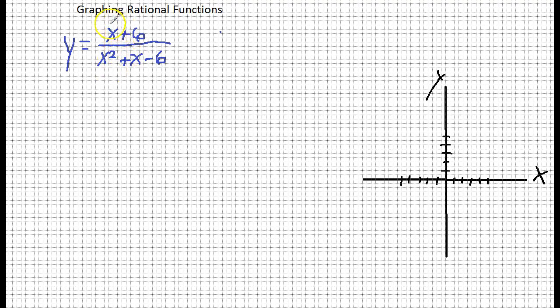If you notice, the degree of our numerator is 1 because its largest exponent is a 1. The degree of the denominator is 2 because the largest exponent is a 2. Since the degree of the numerator is smaller than the degree of the denominator, that means that my x-axis, the line y equals 0, is going to be a horizontal asymptote. So, horizontal asymptote, I'm abbreviating, is the line y equals 0, your x-axis. So, let me put that on there.